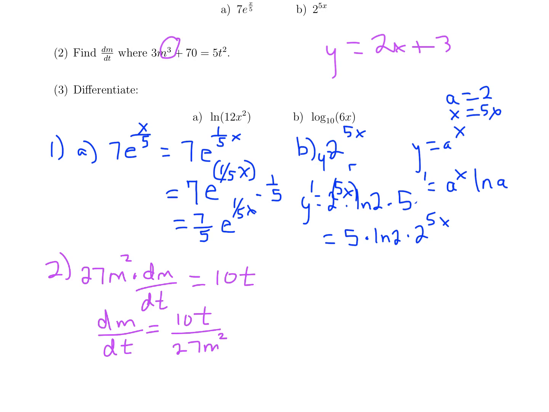Only 3 times 3 is not 27. 3 times 3 is 9. Oh my gosh. 9m squared. 9. Sorry. All right.